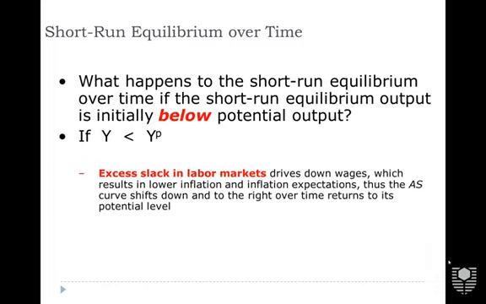What happens if we are producing less than the potential level? That means we are not in a position to utilize all our resources efficiently. That means there is excess slack in the labor markets, because there is excess supply in the labor market and we have more choice as firms, that means the wages will go down and it will result in lower inflation and lower inflation expectations. So the aggregate supply curve for now will shift towards right.